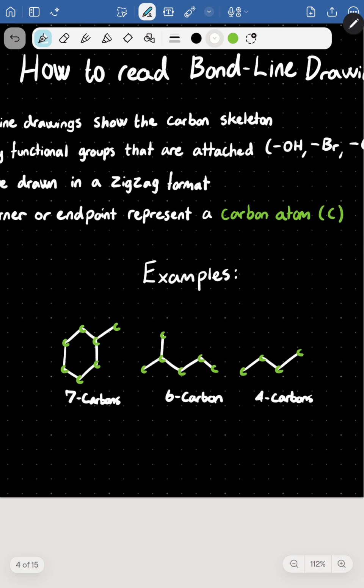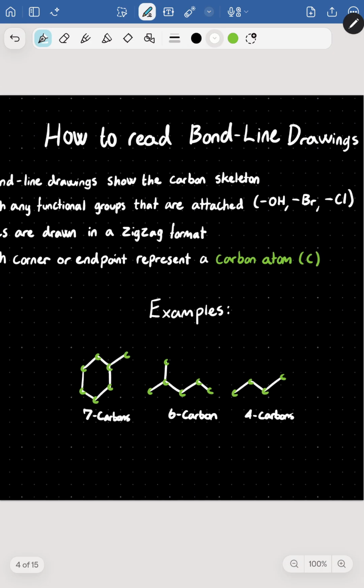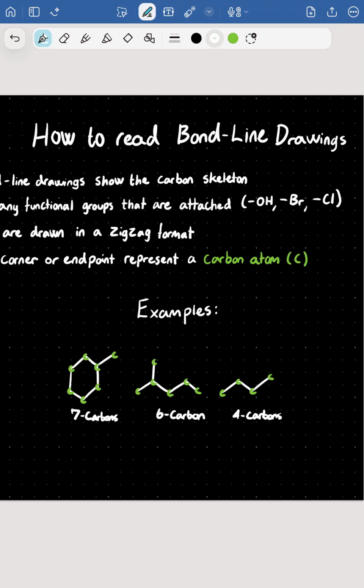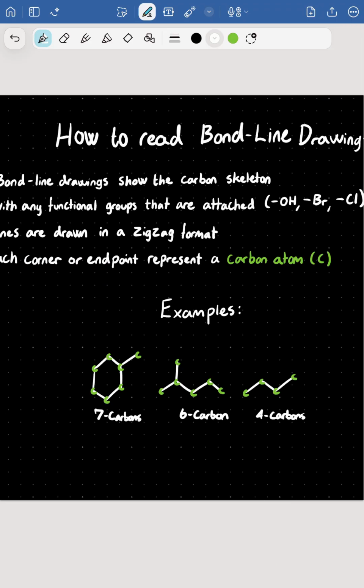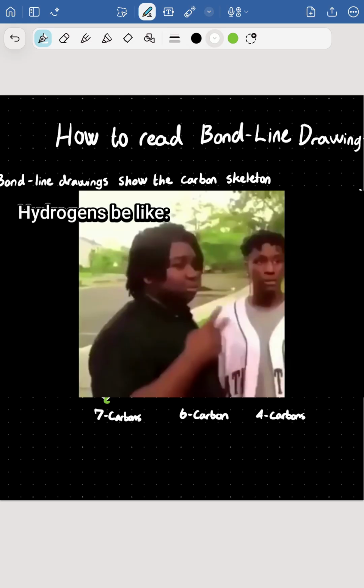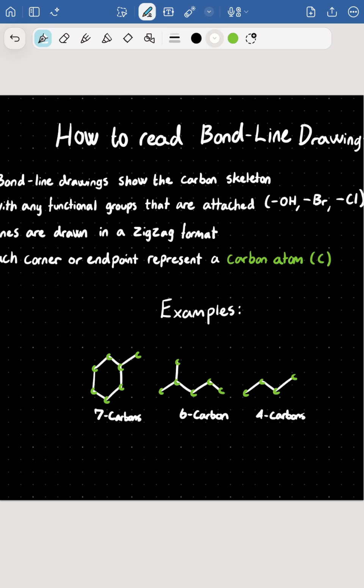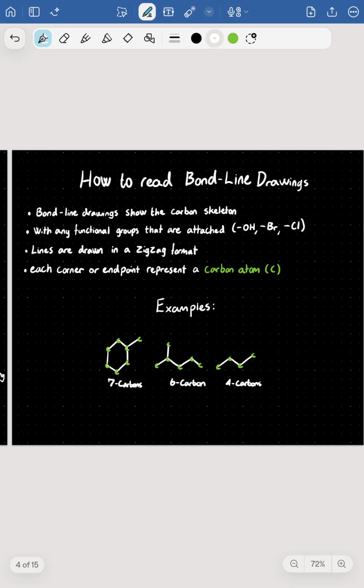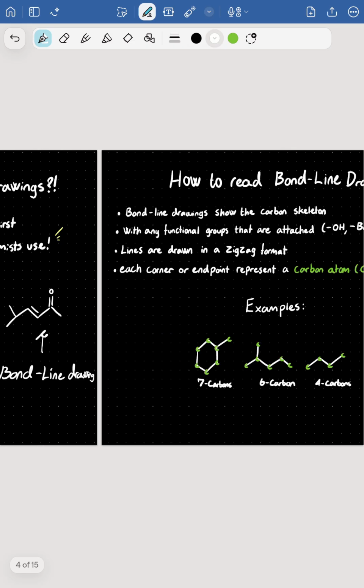Yes. So this is how you can read a bond line drawing. And so you may be wondering, what about the hydrogens on the carbon? They're still there, but they just are invisible. And why hide them? Well, if we did a drawing of a whole molecule with every hydrogen drawn, I can show you right here.